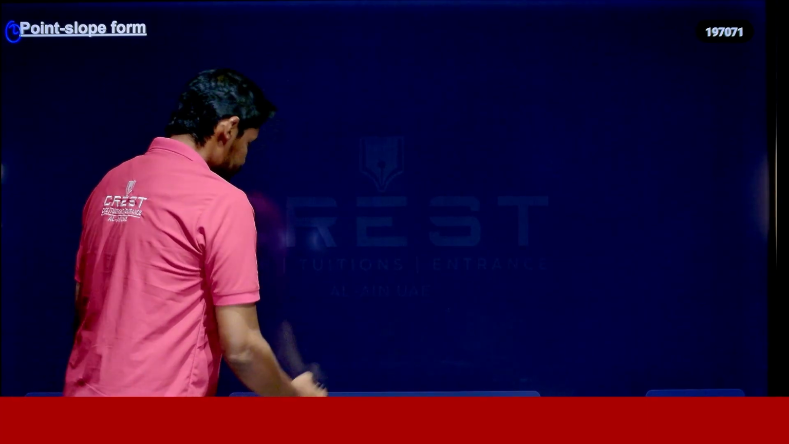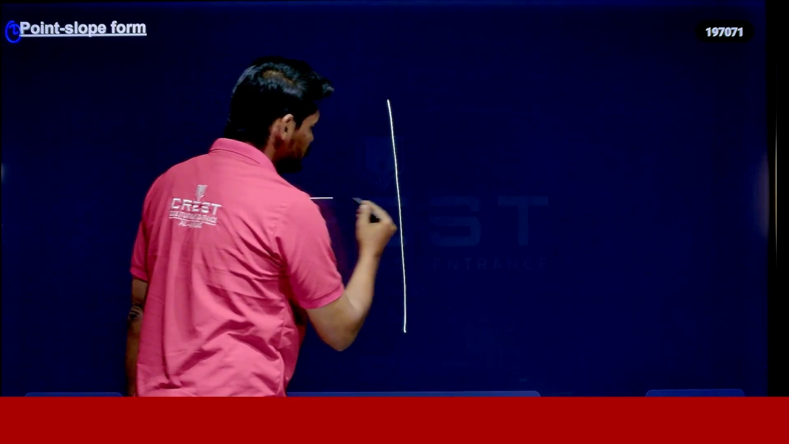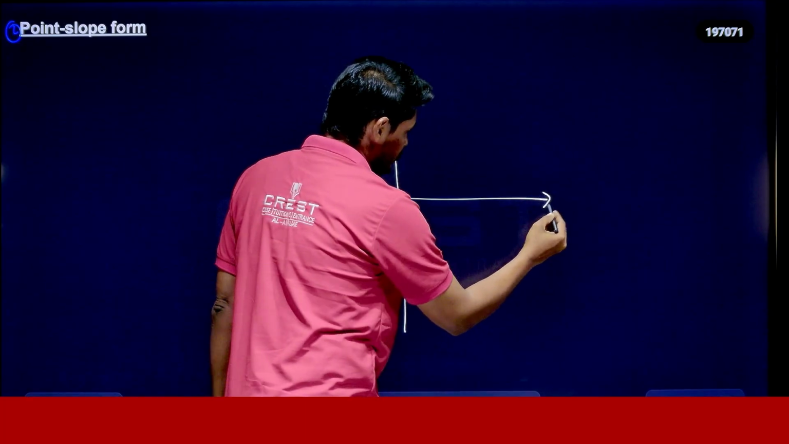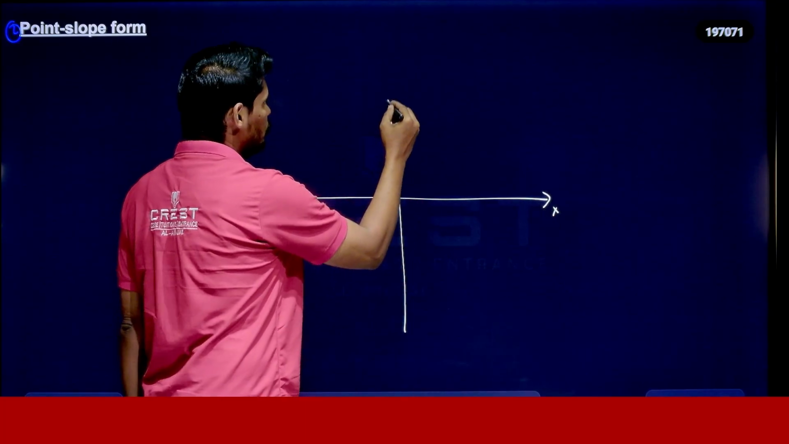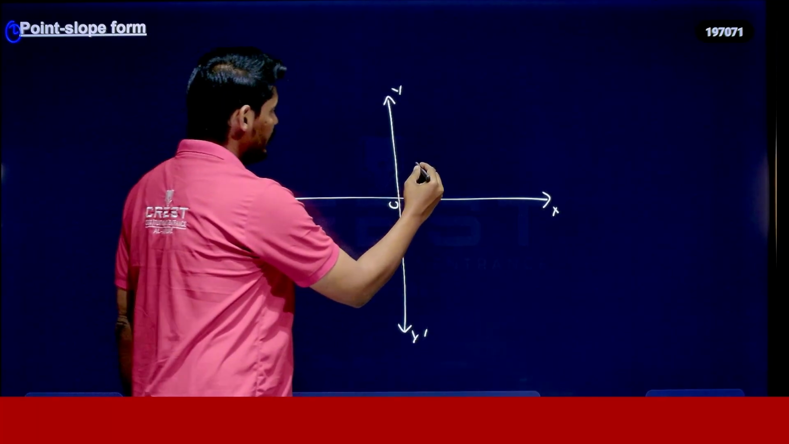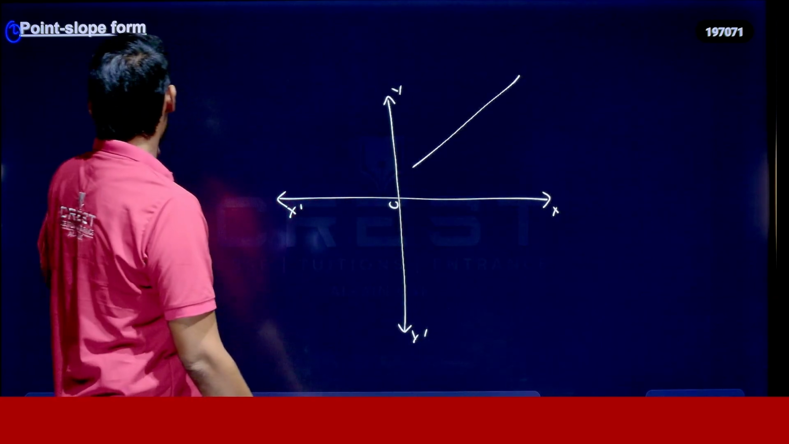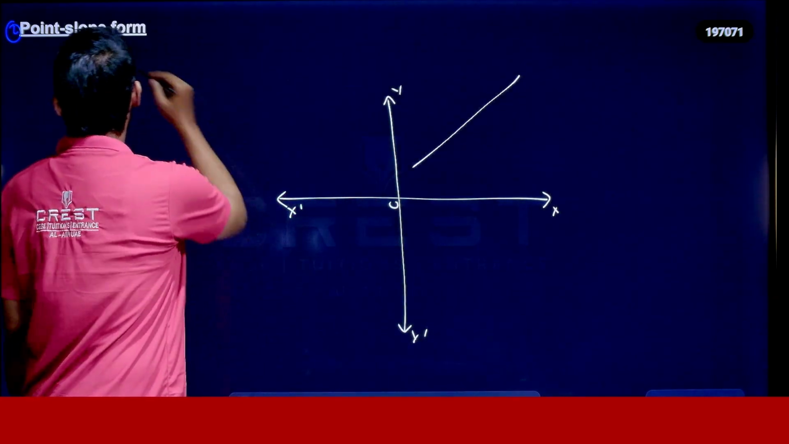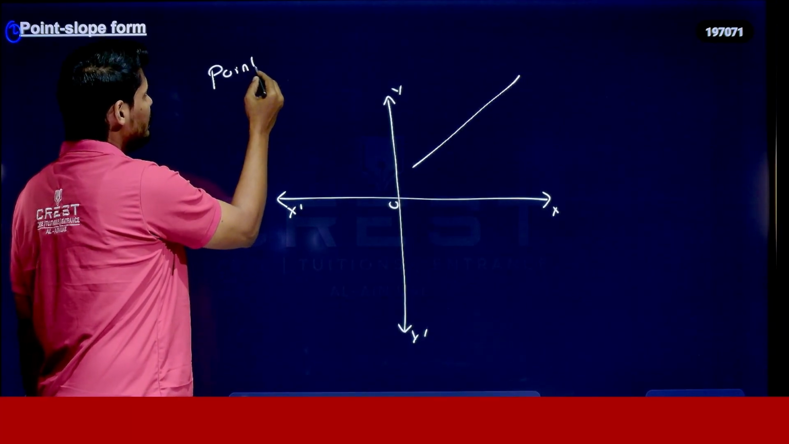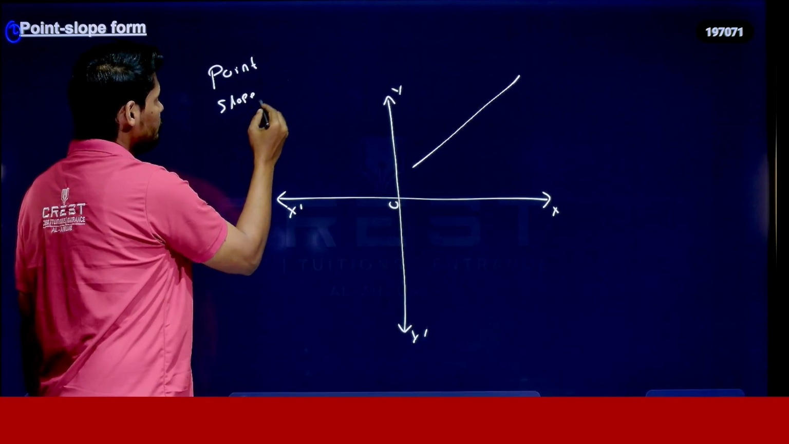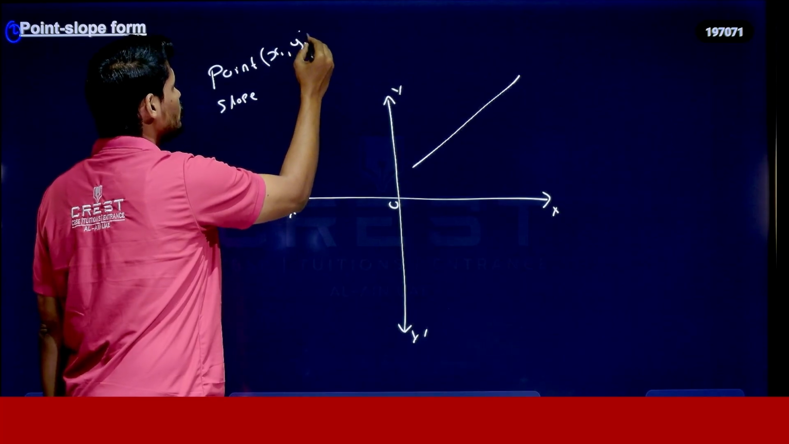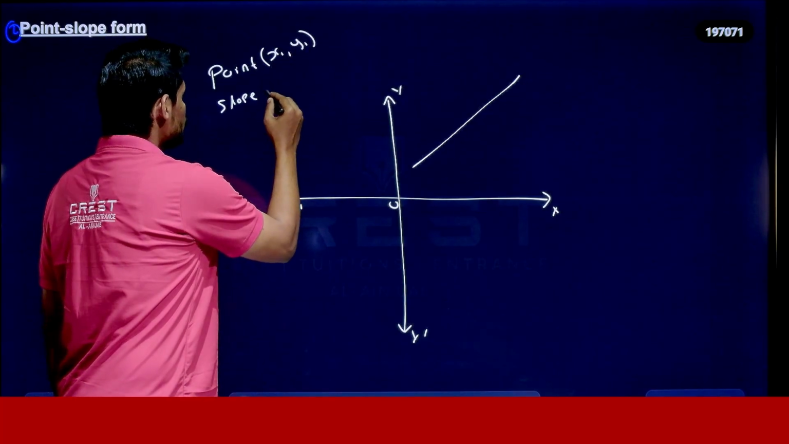It is very clear. In a line, suppose we have an xy axis. This is x dash, y dash. Now we have given a line, and as the name suggests, we know the point and slope. That means we know one point of that line and the slope of the line. The point may be x1 y1 or x0 y0, we can take anything. Suppose the slope is m.